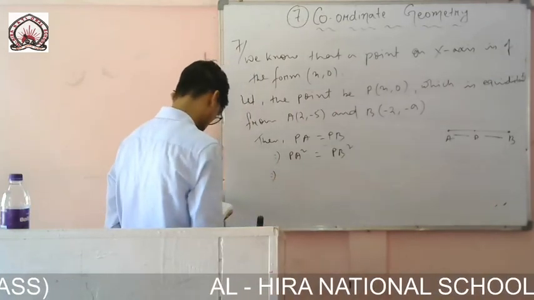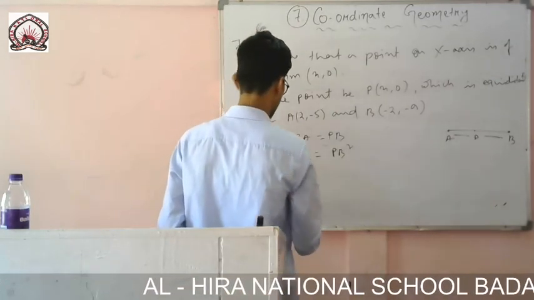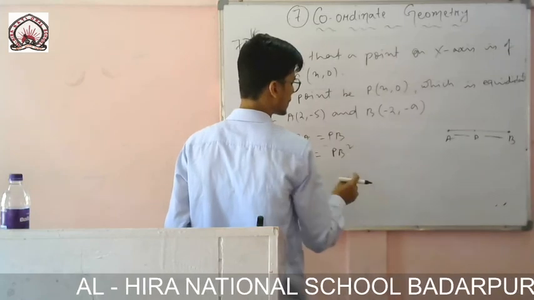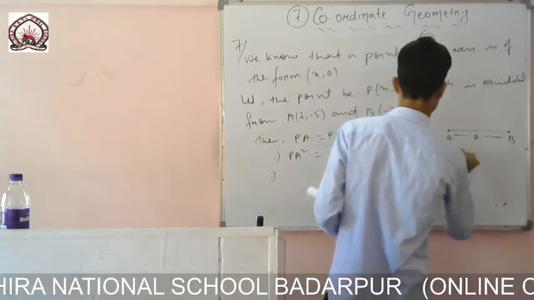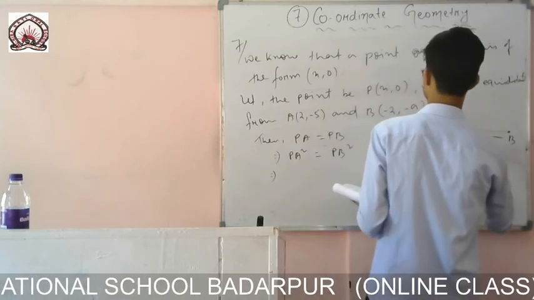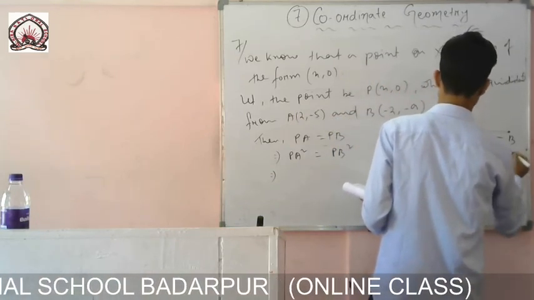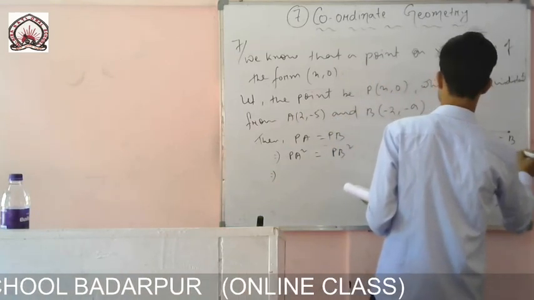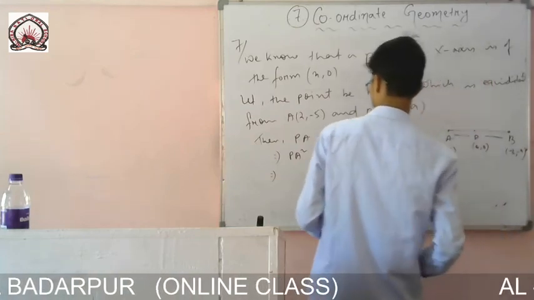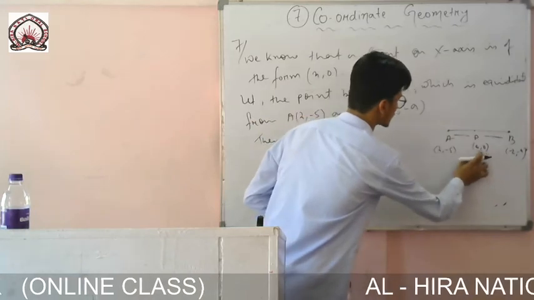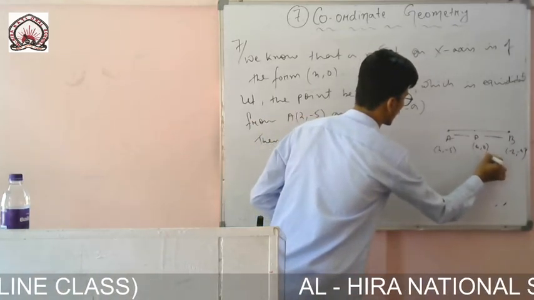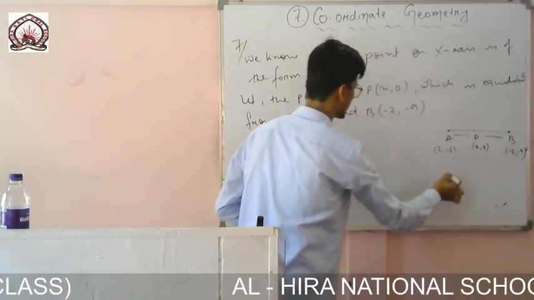So now I can write PA. What is the formula, how to find it, you know. Let me write the coordinates here. A is 2 comma minus 5, P is x comma 0, and B is minus 2 comma minus 9. Okay, so for PA, this one is our x1 y1 and this is x2 y2.